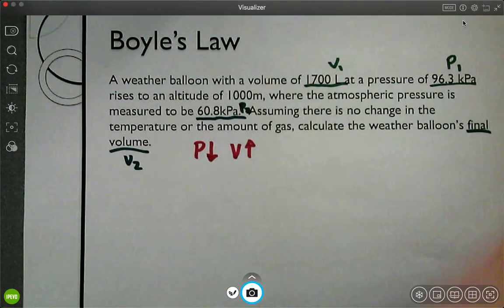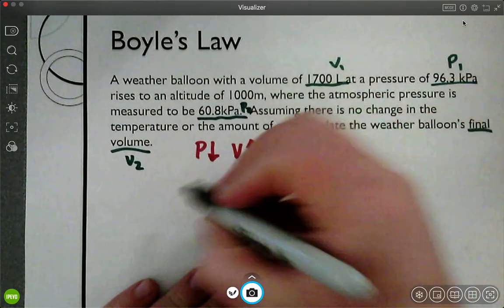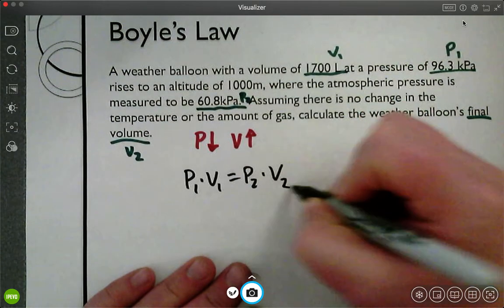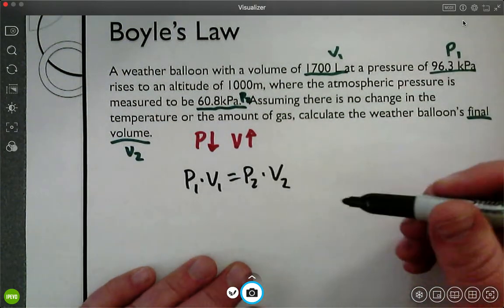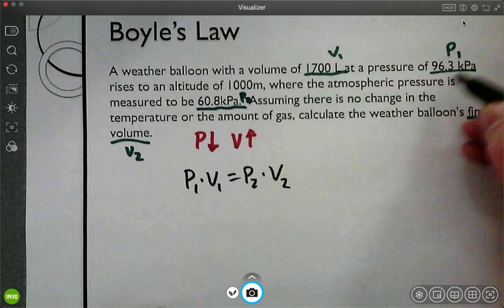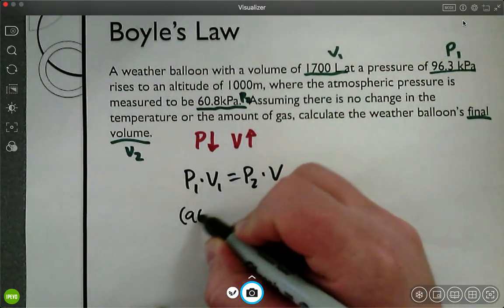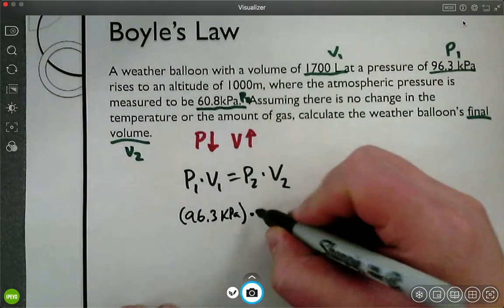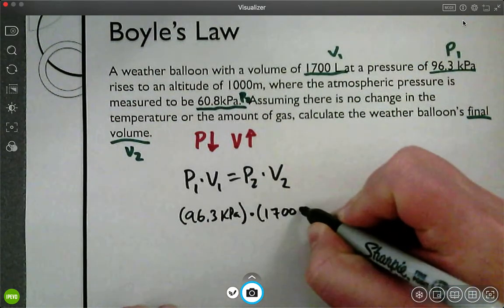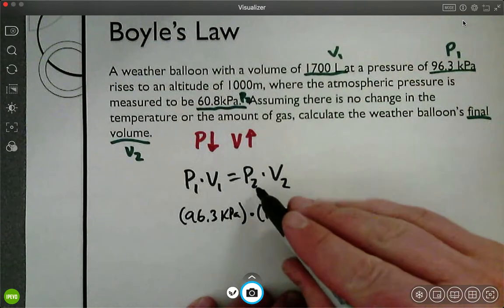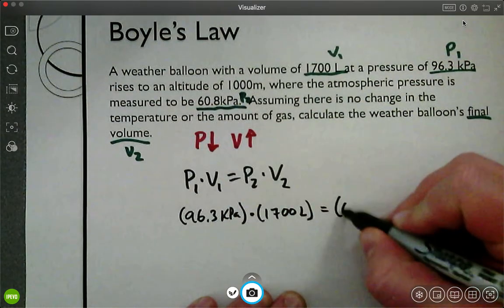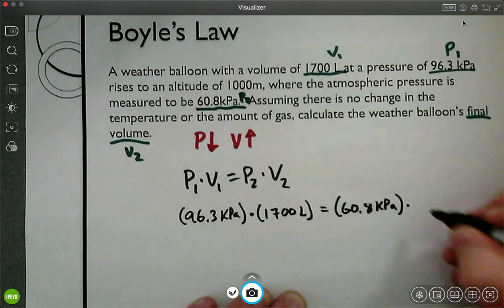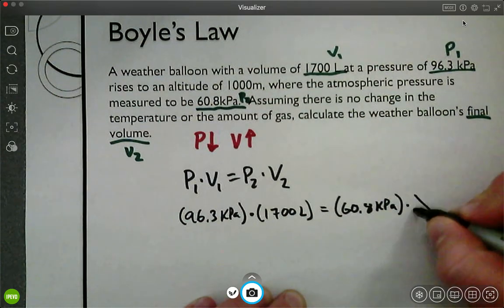So my equation, go ahead and write it here. We have P1 times V1 equals P2 times V2. I'm going to take everything that's up here and plug it into the equation. So P1, right there, is 96.3 kilopascals times V1, 1,700 liters, equals P2, right there, 60.8 kilopascals, times V2. That's the only thing I don't know. I'm just going to make that my variable x.